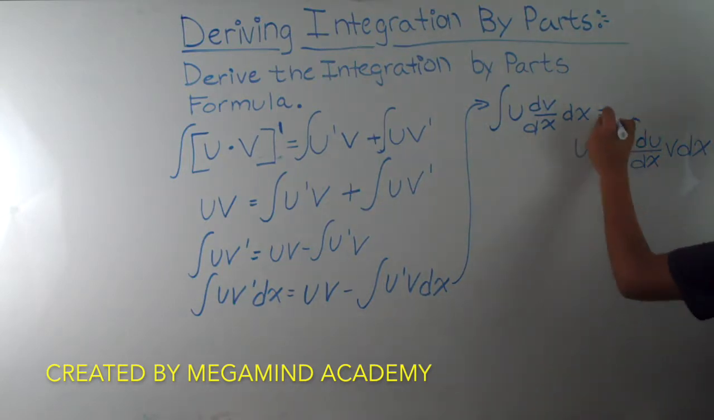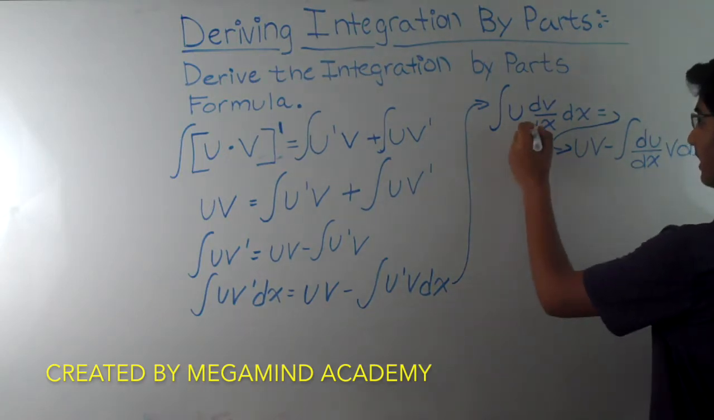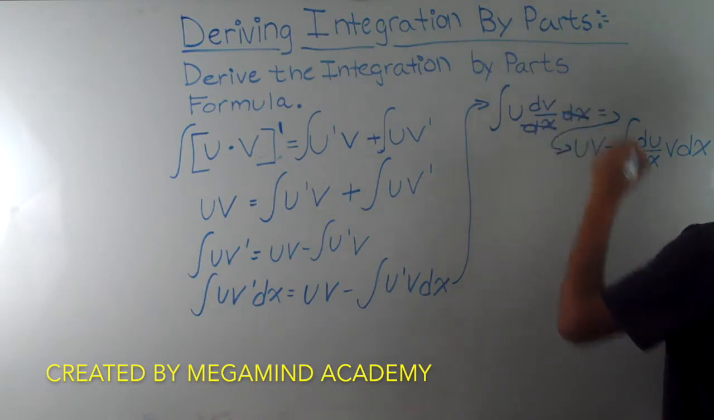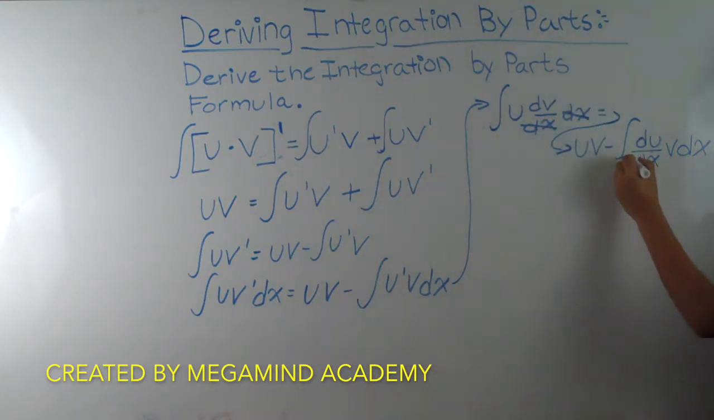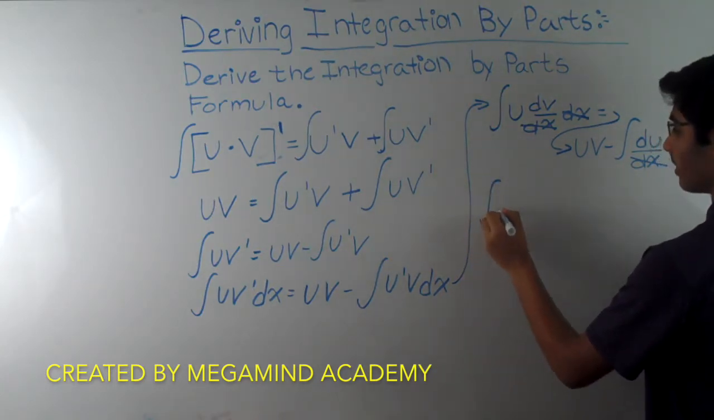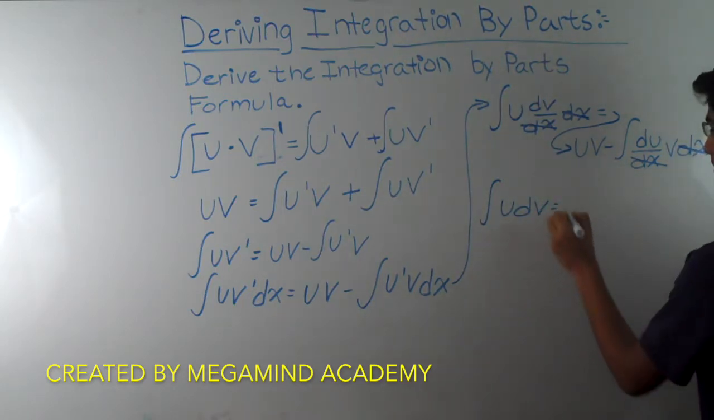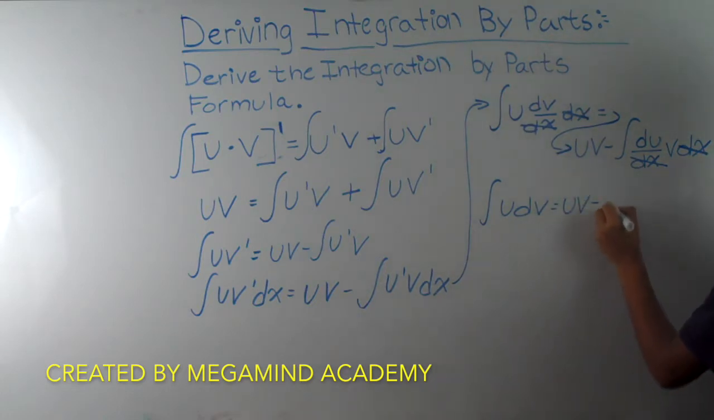Okay, so now try and figure out the next step. What do we have to do next? Well, as we can see, there are some terms that cancel out. For example, in here we have dx and dx canceling out, and over here we have, again, dx and dx canceling out. So let's rewrite this. We get the integral of u times dv is equal to u times v minus the integral of v times du.